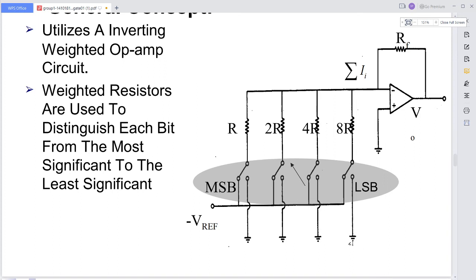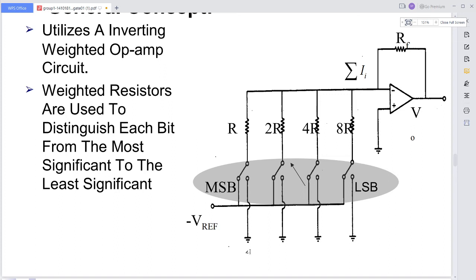digital data, so that I can call it D0, D1, D2, D3. D3 is having the most positional weight, and D0 is having the least positional weight, and all these D0 to D3 are connected to the summing amplifier through the switches. We can call these switches. When the switch is open, no bit is connected, so that this particular resistor will not carry any current.